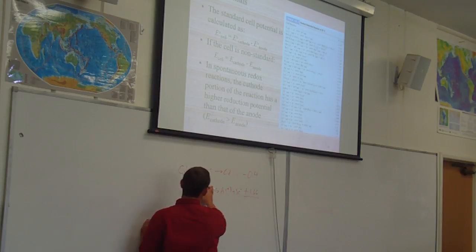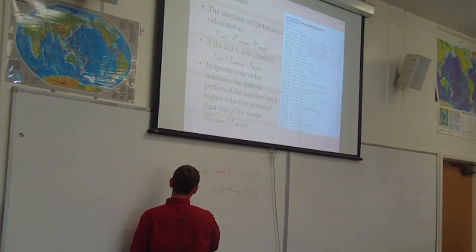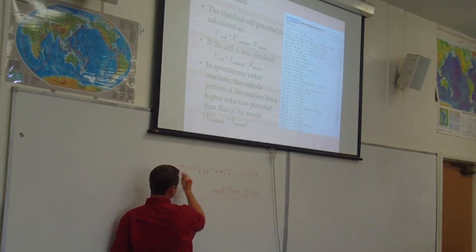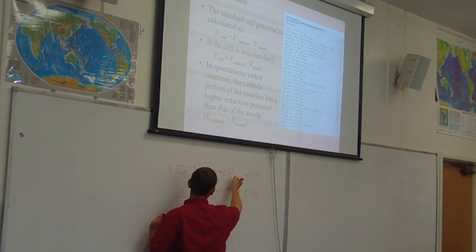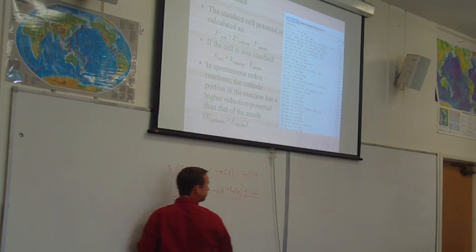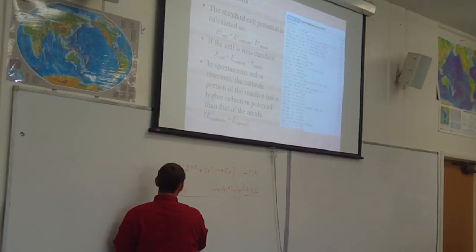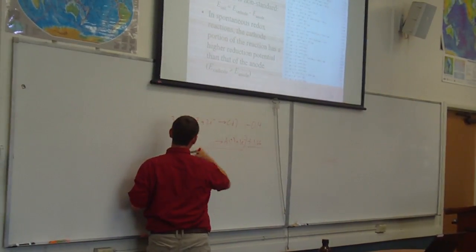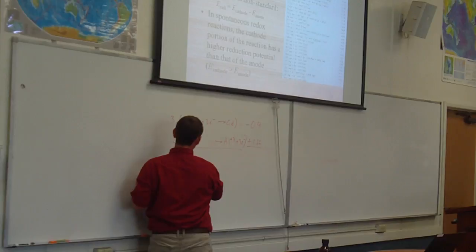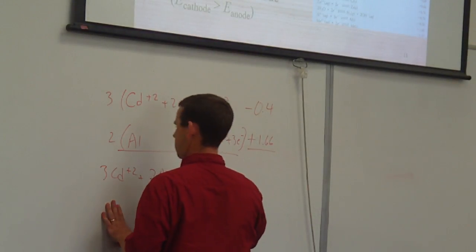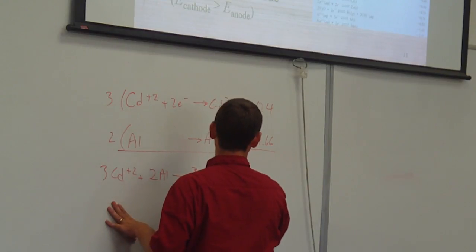Now, the reaction itself, again, cadmium plus 2. Well, what are we going to have to do before we multiply these together? Times this by 3, times that by 2. Okay, you see that? We have to do that. I'm not going to write this out. 3 cadmiums, 6 electrons I'm going to have to drop off. 2 aluminums, 3 cadmiums, 2 aluminums.